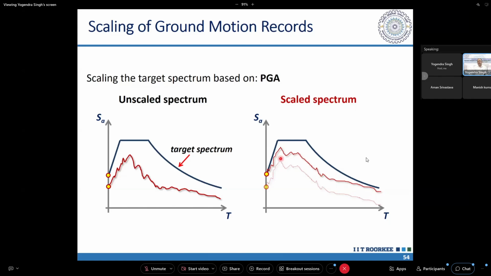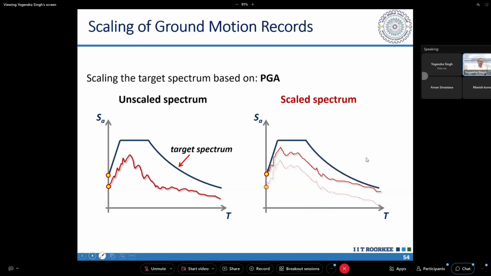But when we have this here, we can see that although PGA is matching, there is a lot of mismatch in the response spectrum, and mostly our structure will be somewhere here. So that means just matching the PGA is not the correct way. If I match only the PGA, still there can be large difference in the response, which we will get from response spectrum analysis and what we will get from time history analysis. Those responses are going to be different because different response spectra we are using.